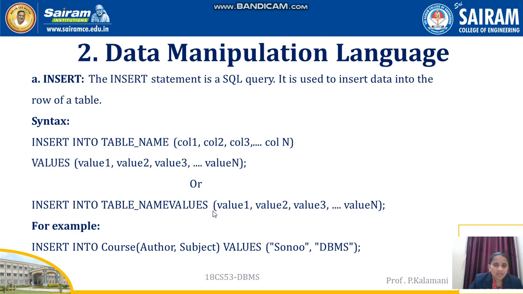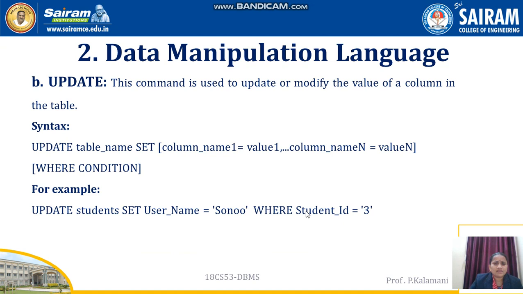For example, insert into the table name values. This is one way. Another way, directly we can give the values. The example I have given is insert into course table. I want to insert the values for author and subject. So values: author I have given as Sonu and subject I have given as DBMS. Another way, directly you can give insert into course values, Sonu and DBMS. That is also possible.